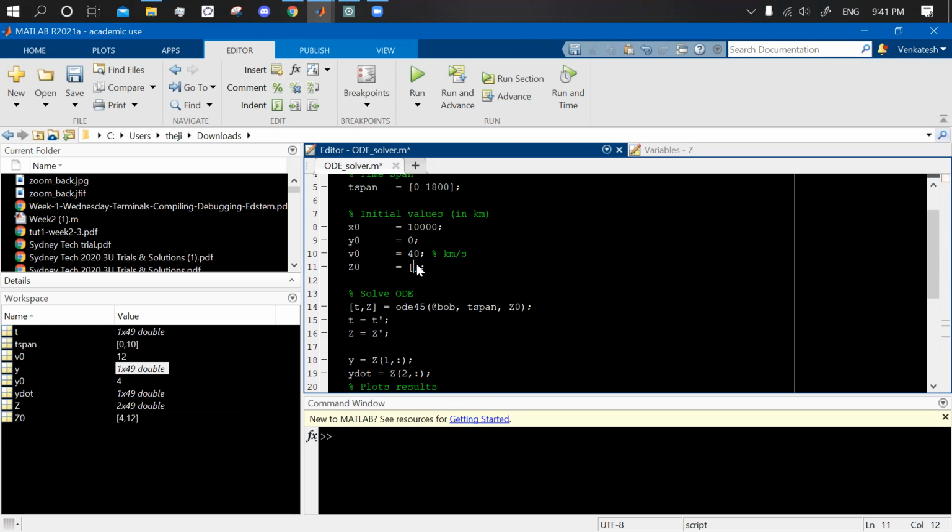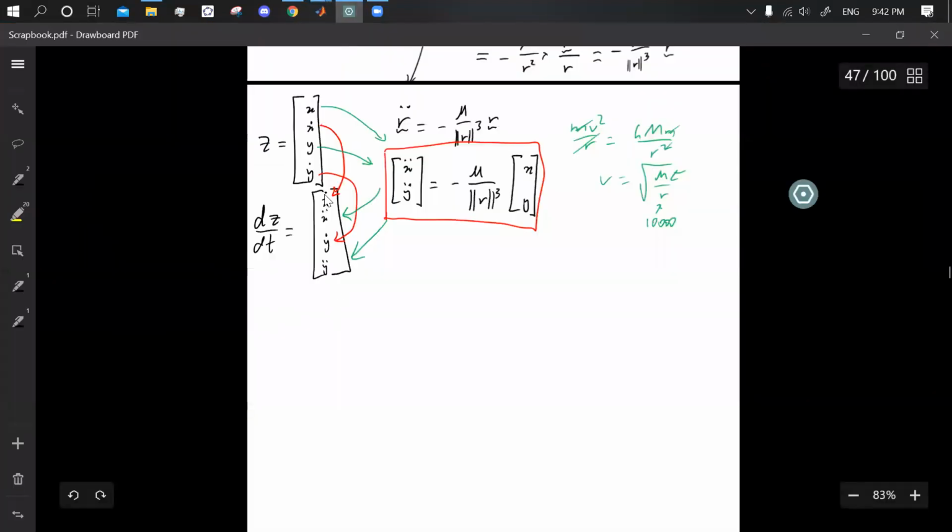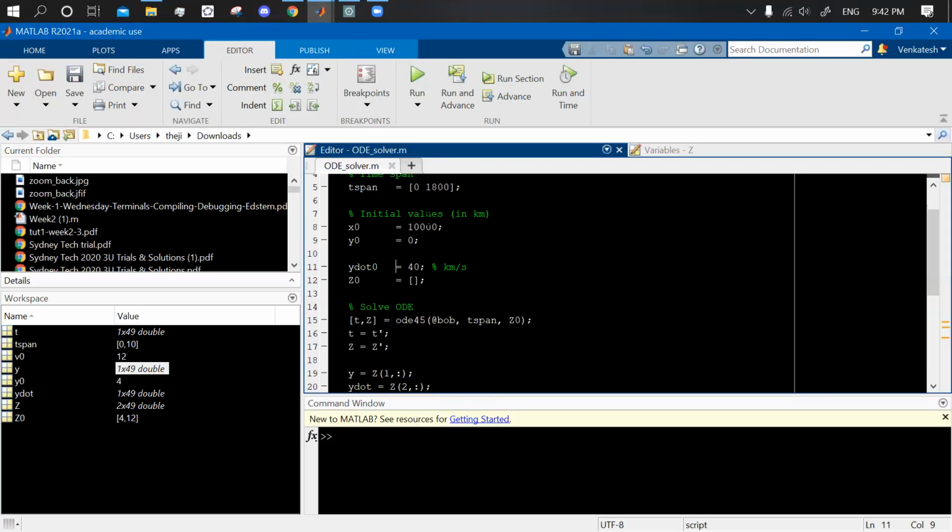Anyway, so that would be y dot naught and then x dot naught. Have to put all your derivatives. Because you have a state of 4 variables, x, x dot, y, y dot, you need initial values for each of those 4. So x we've defined as 0, y we started off as 10,000, x dot we should give as 0, and then y dot naught as 40 kilometers per second.